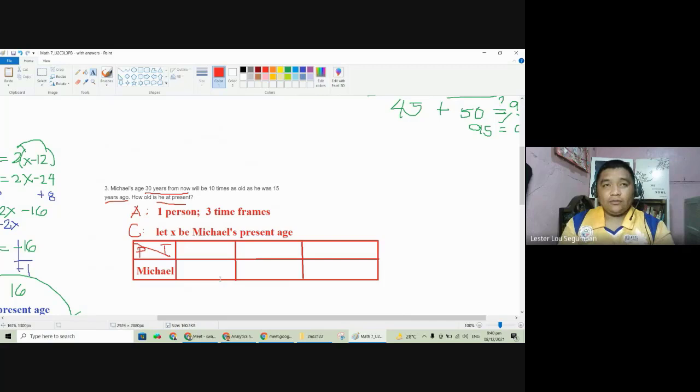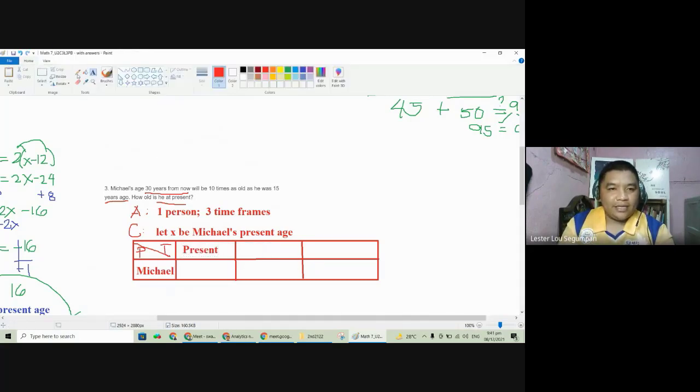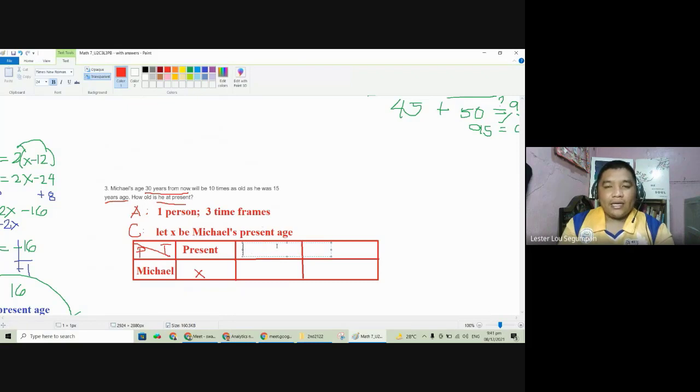I don't know how you will try to come up with your table. Other references will have their present here so that they could represent the past and the future either way. But let me just use present here so that we could actually guarantee the variable x here as given that it should be Michael's present age. And I will be placing here the first time frame given in the problem aside from the present, and that's actually 30 years from now. That's your future.